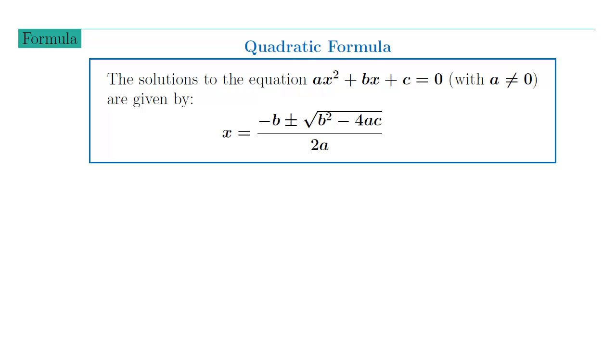Our quadratic formula is as follows. The solutions to the equation ax squared plus bx plus c equals 0, with a not equal to 0, are given by x equals negative b plus or minus the square root of b squared minus 4ac all over 2a.